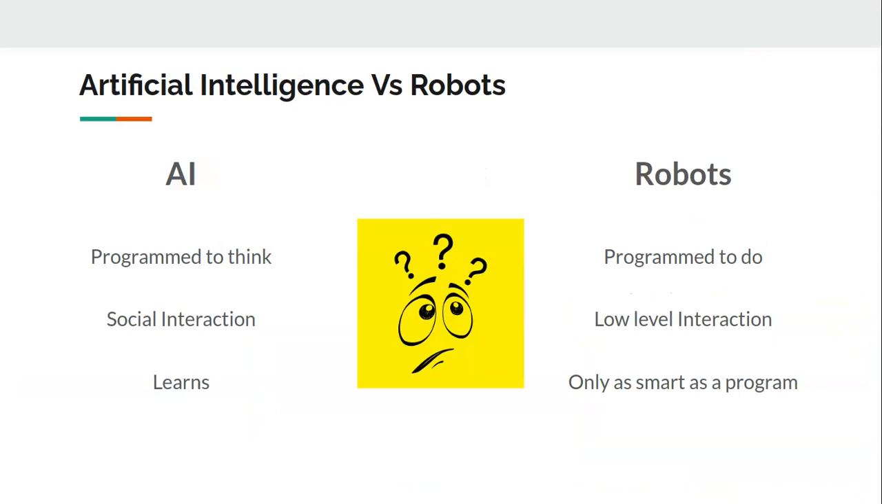All right, so let's try to compare artificial intelligence to robots. We say AI is programmed to think, robots are programmed to do. That's the difference between them. Now, a robot can use AI, but not all robots use AI, because some robots, their job is just to pick this, drop there. So they're programmed to do. AI is programmed to think. AI has the capability for social interaction. The interaction of robots is very low. That's why we say low level interaction. AI learns. Robots are as smart as their program. That is, they do what their program requires them to do.